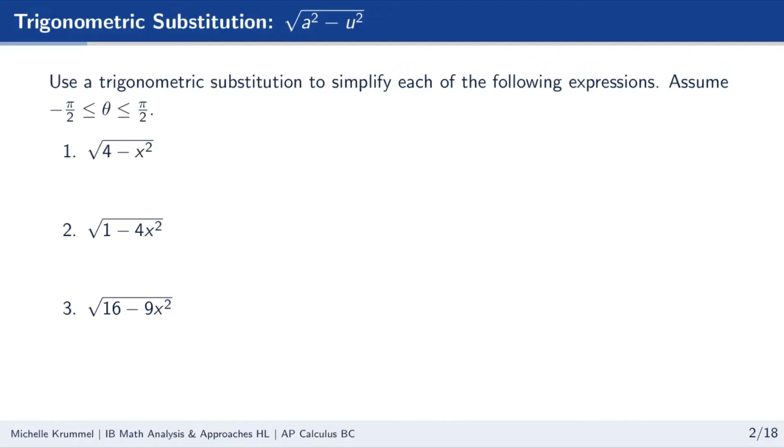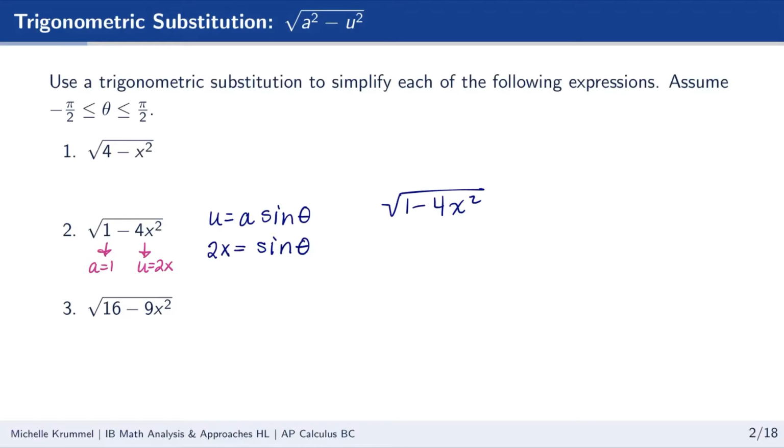Okay, number 2. Here we want to think of the 1 as the a and the 4x squared as the u squared, so u equals 2x. Okay, and our basic setup, we have u equals a times the sine of theta. So 2x equals 1 times the sine of theta. And we're just going to rewrite the square root of 1 minus 4x squared using this substitution. 2x equals sine theta. So that's going to be the square root of 1 minus.